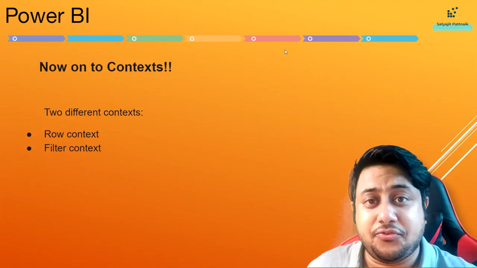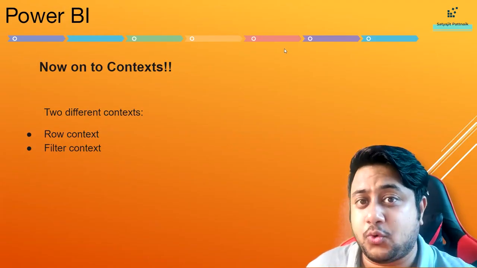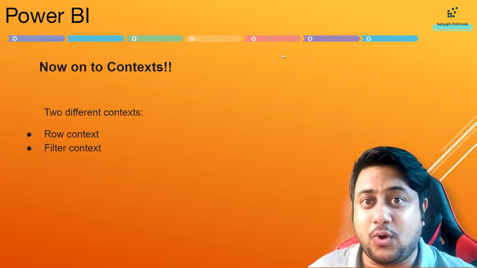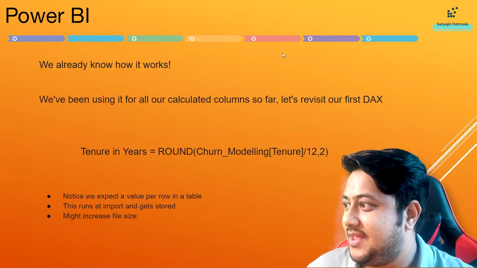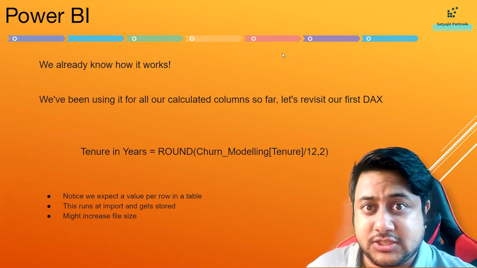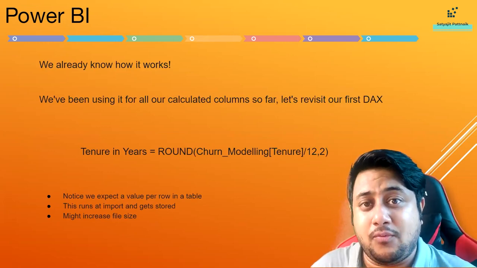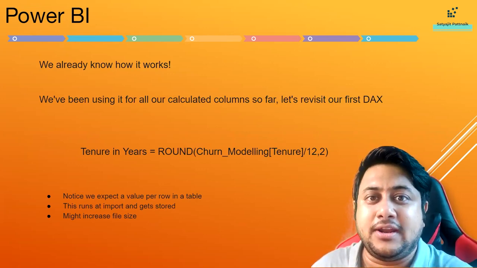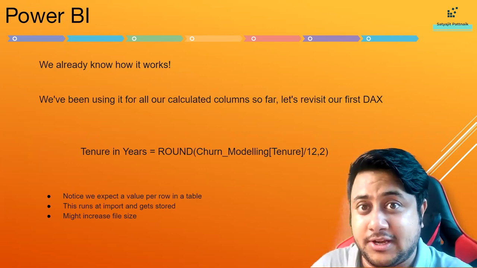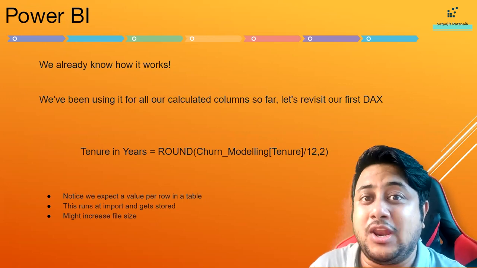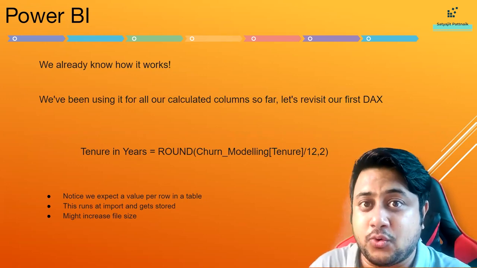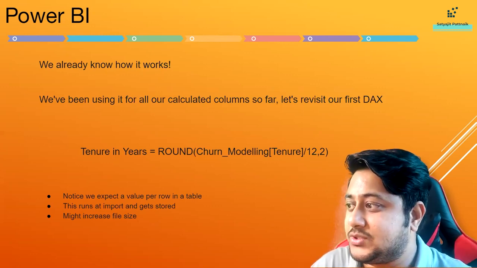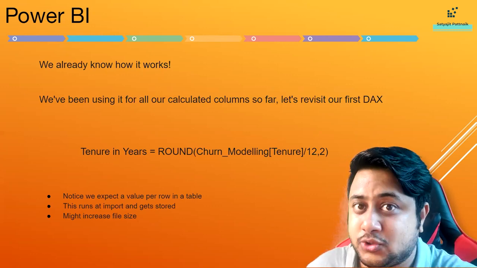Now there are two different types of contexts. One is row context and one is filter context. Let's try to see what each one of them means. We'll talk about row context first. Honestly speaking, if you have already gone through the DAX videos, that means you might have already done some calculated columns, which are impacted at row level, right? That's basically your row context. We already know how it works. We have been using it for all our calculated columns so far.